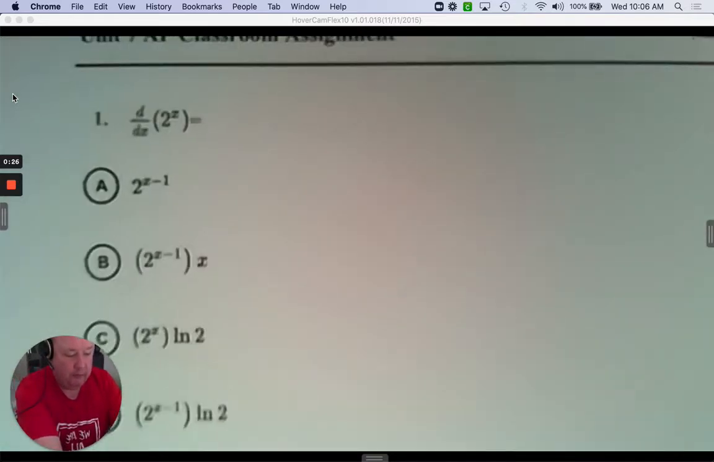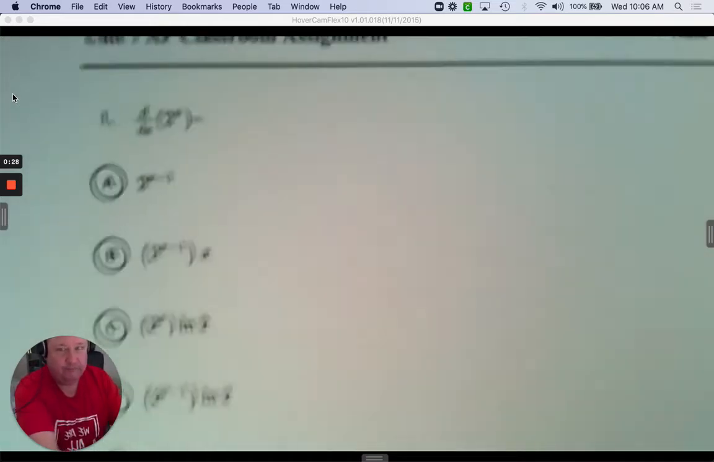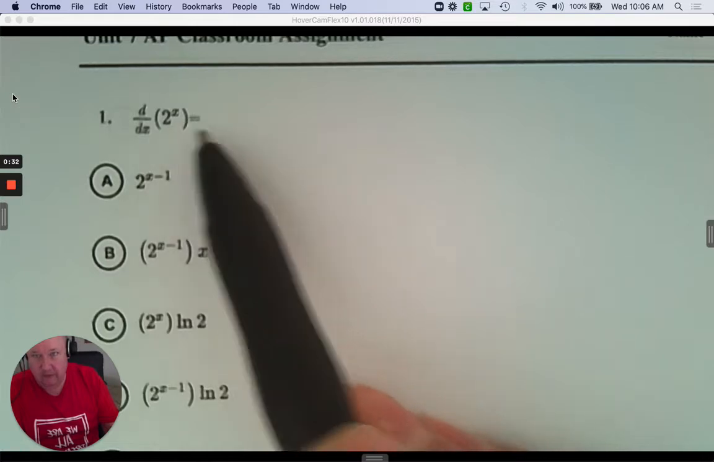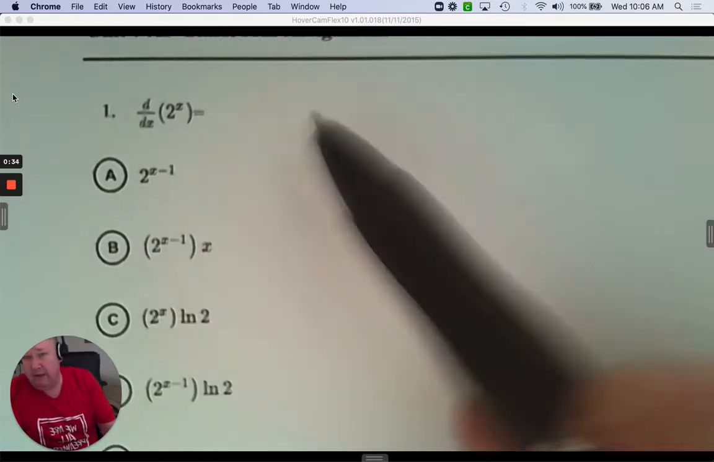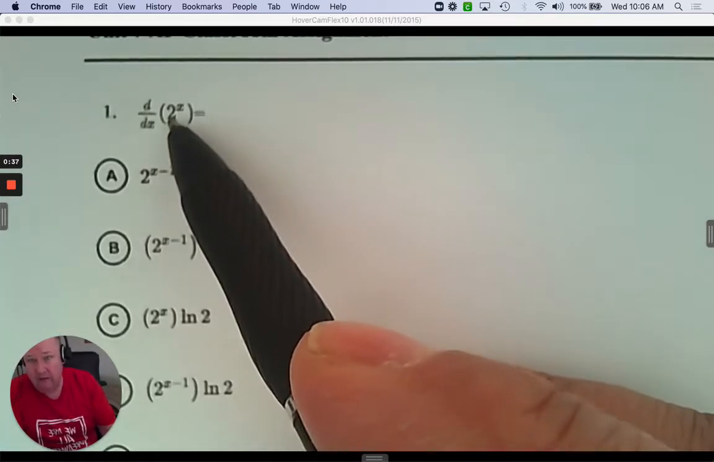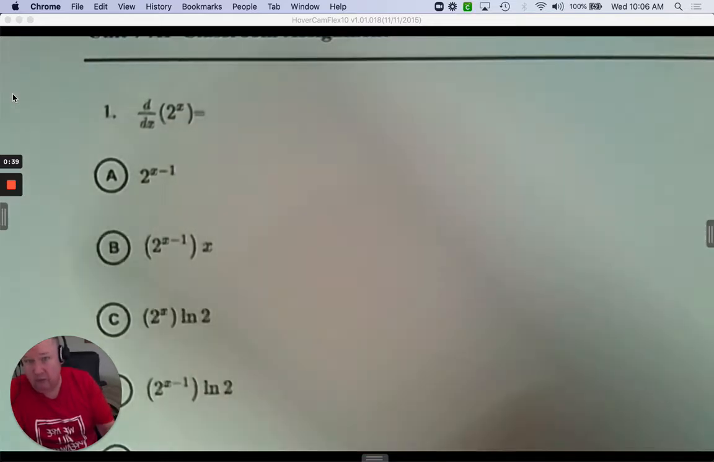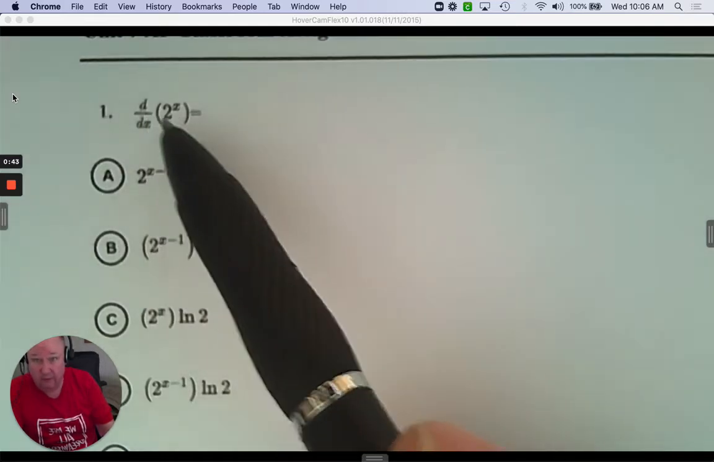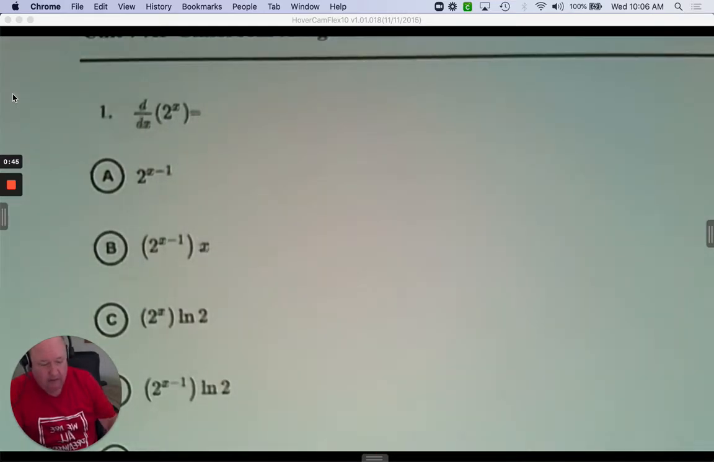Number one is hopefully a simple question. Can you take the derivative of 2 to the x? If I think I need to give you support, I will. If not, I won't. So just take the derivative of 2 to the x, show what the answer is, circle the right answer, and then move on. You can look at your notes to know what the rule is when the base is not e.